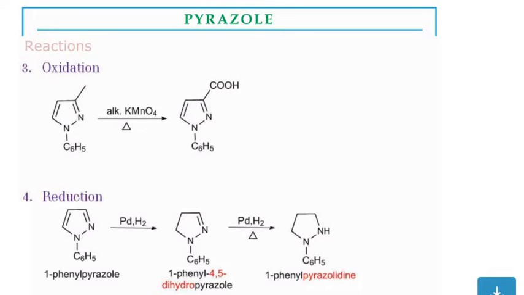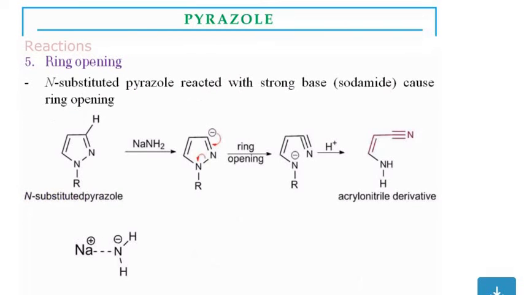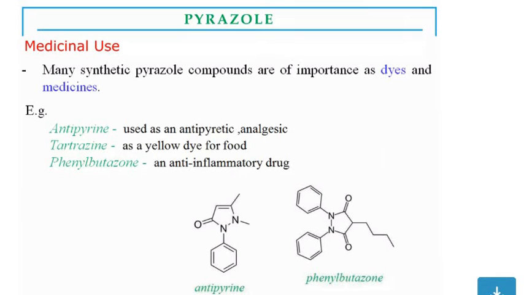Oxidations: you can see nothing happens on the ring. Reductions: removal of the double bond, so formation of phenyl pyrazolidine and 1-phenyl 4,5-dihydropyrazoles. Ring opening: N-substituted pyrazole reacted with a strong base, sodamide, causes ring opening. You can see N-substituted pyrazoles ring opening, and you will get this acrylonitrile derivative.